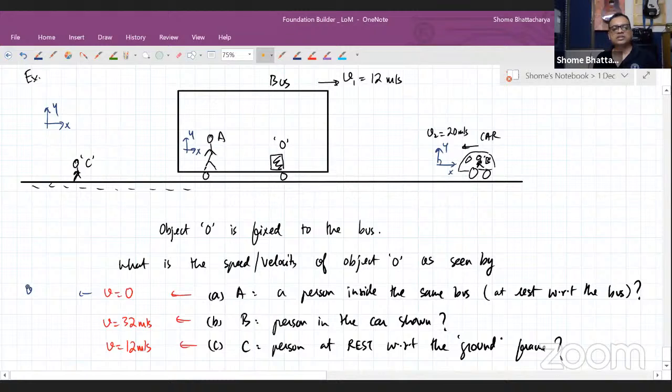Then the velocity as seen by this guy will be this null vector. The velocity as seen by the second guy will be minus 32 i cap. So he'll see it going along the negative x direction. Oh, sorry, plus 32. See, coming along the positive x direction only. Okay. And the velocity seen by the third guy will also be along the positive direction only, the plus 12 i cap in meters per second.